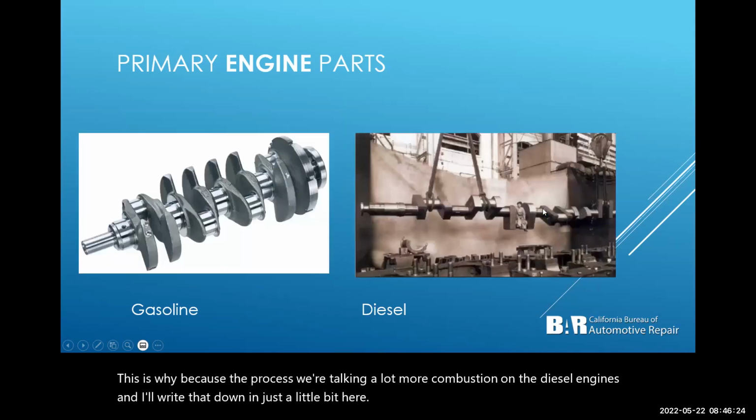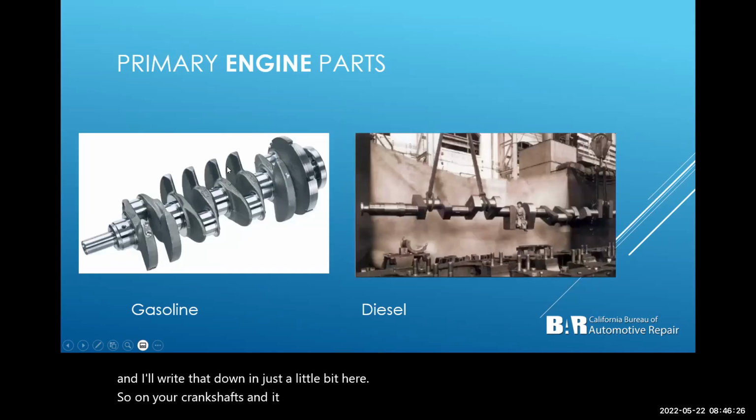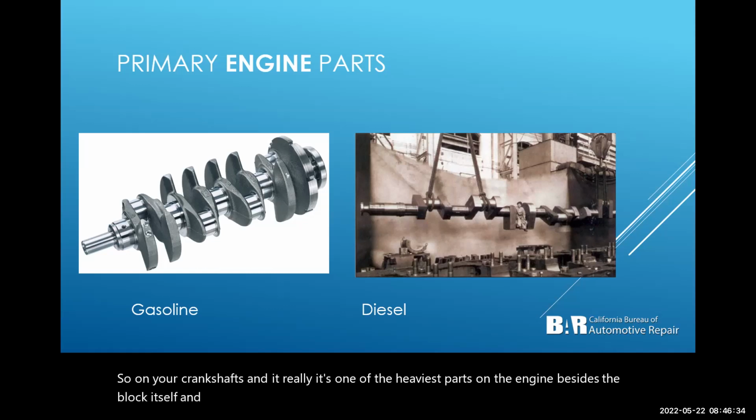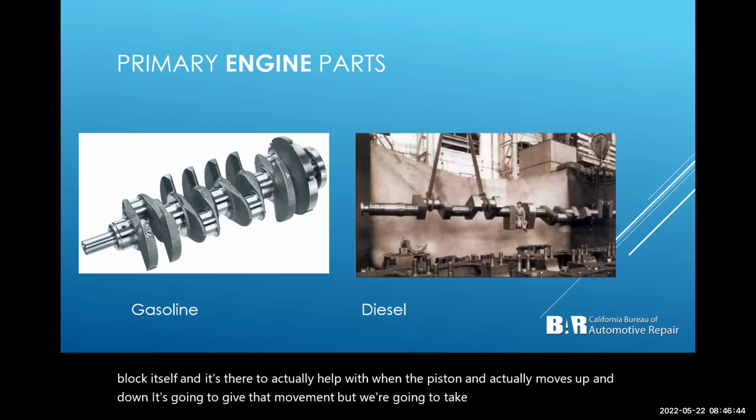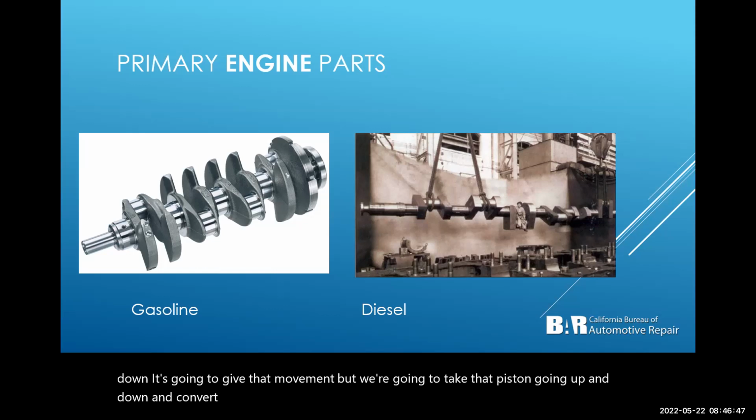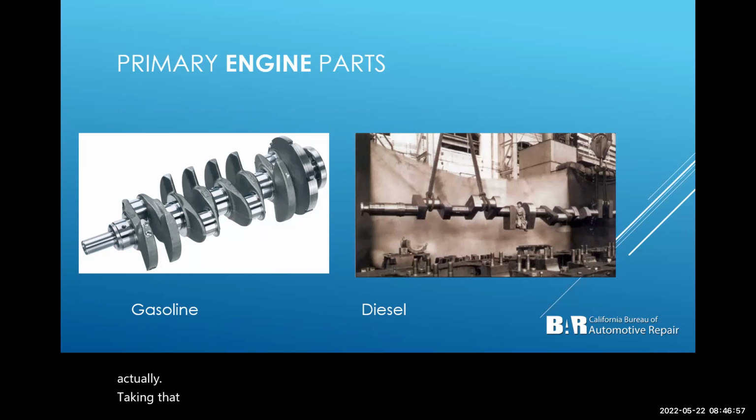So on your crankshafts, it's one of the heaviest parts on the engine, besides the block itself. It's there to help when the piston moves up and down. We're going to take that piston going up and down and convert it from an up and down motion to a rotating motion. And when we rotate it, we're actually taking that energy out to the back of the crankshaft, and it's going to connect to a transmission.